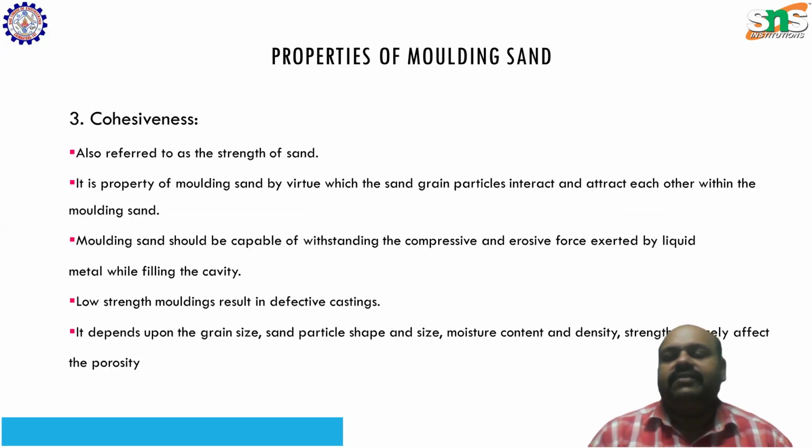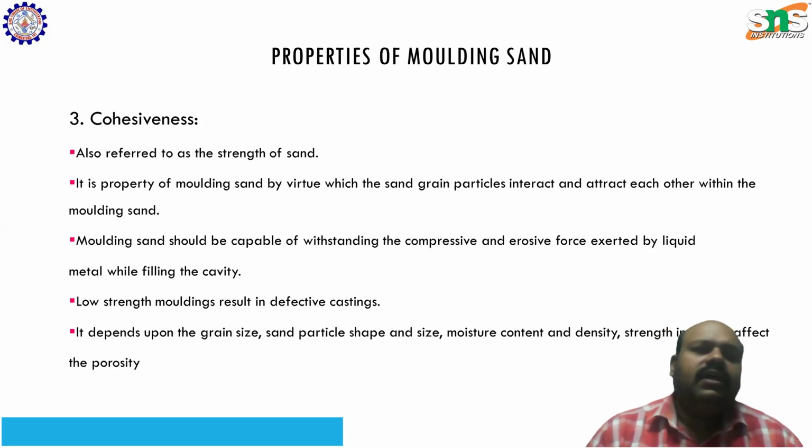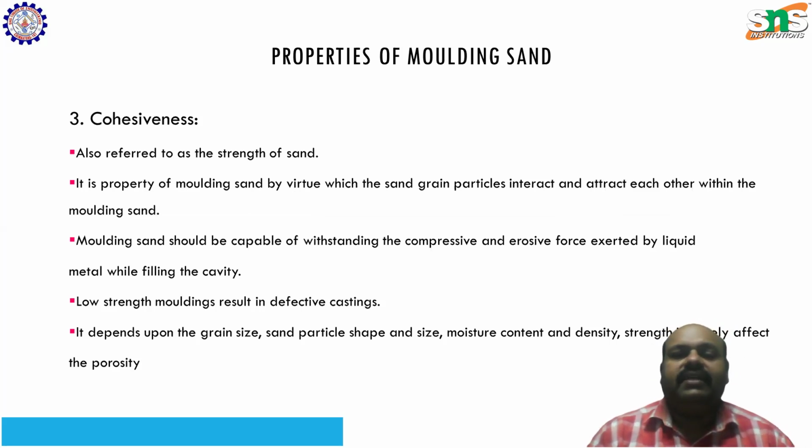The next one is cohesiveness. It is also referred to as the strength of the sand. It is the property of molding sand by virtue of which sand grains attract each other within the molding sand. Molding sand should be capable of withstanding the compressive and erosive force exerted by the metal while filling the cavity. Low strength molding sand results in defective castings. It depends on grain size, particle shape, moisture content and density, and strength affects the porosity.